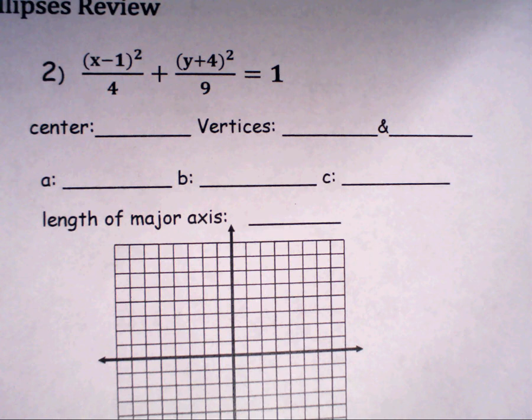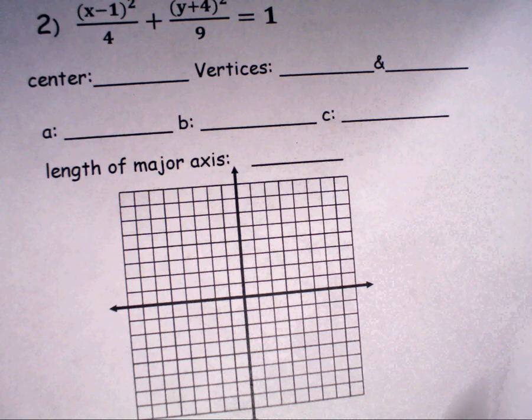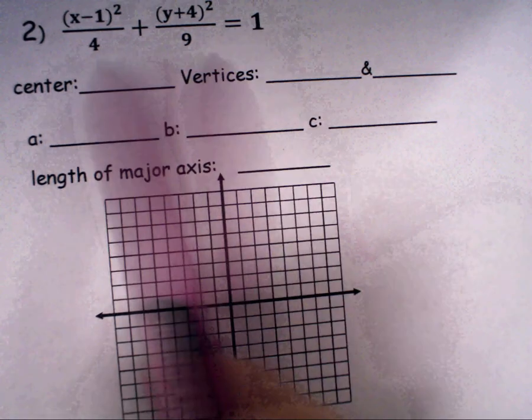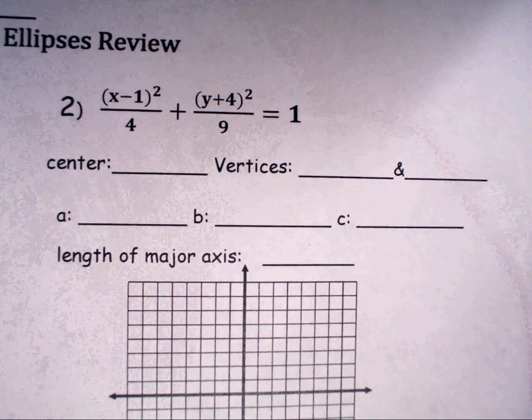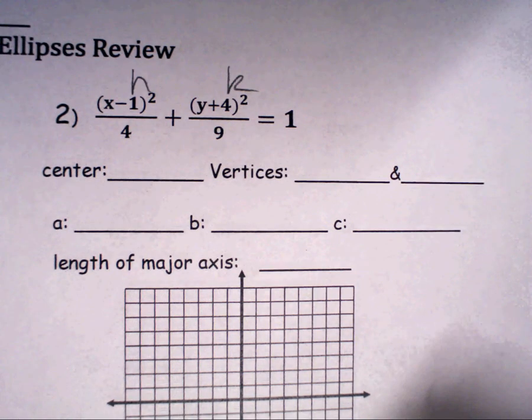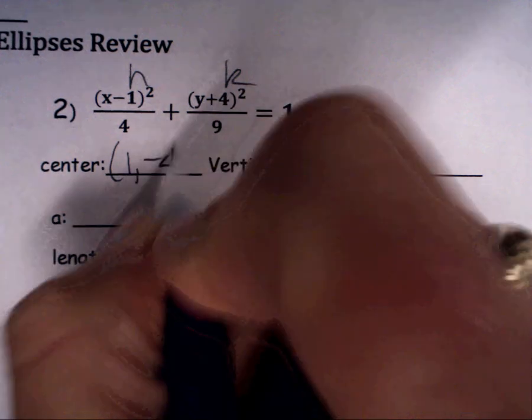Okay guys, I'm going to run through a few of each of the shapes and some writing equations on the back. So let's start with number 2. Number 2 we know is an ellipse because of the fractions and because of it being equal to 1. So our center comes from our h, k right here. So 1, -4, they both flip because they're both in parentheses.